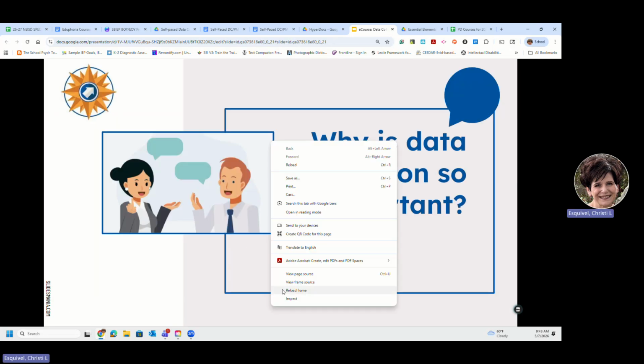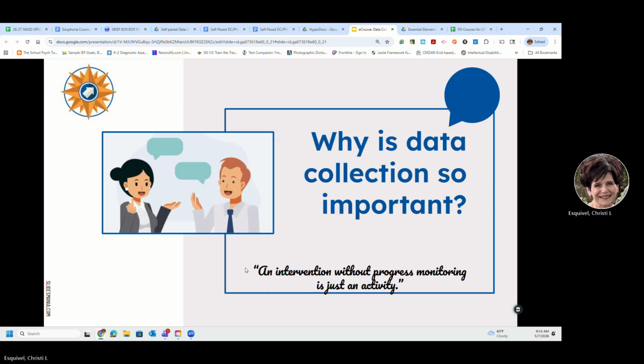Let's begin by grounding ourselves in the why. Data collection is not just a compliance task, it's the foundation of instructional decision-making. An intervention without progress monitoring is just an activity.